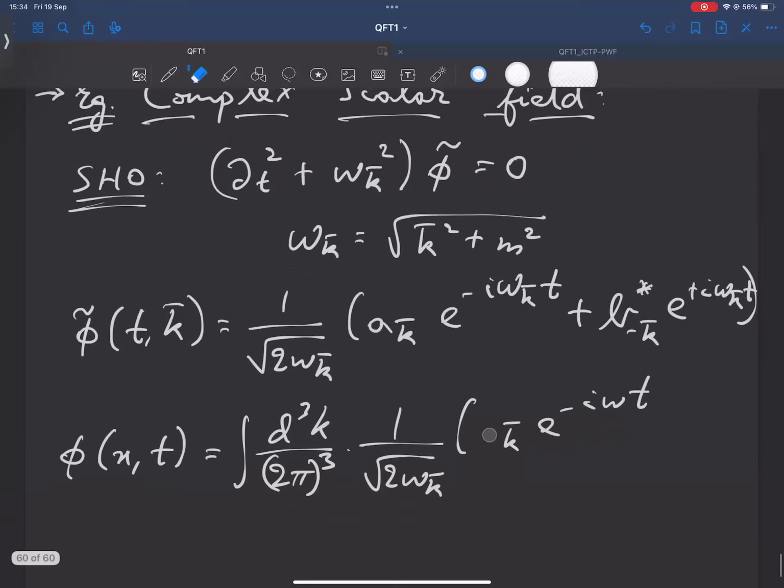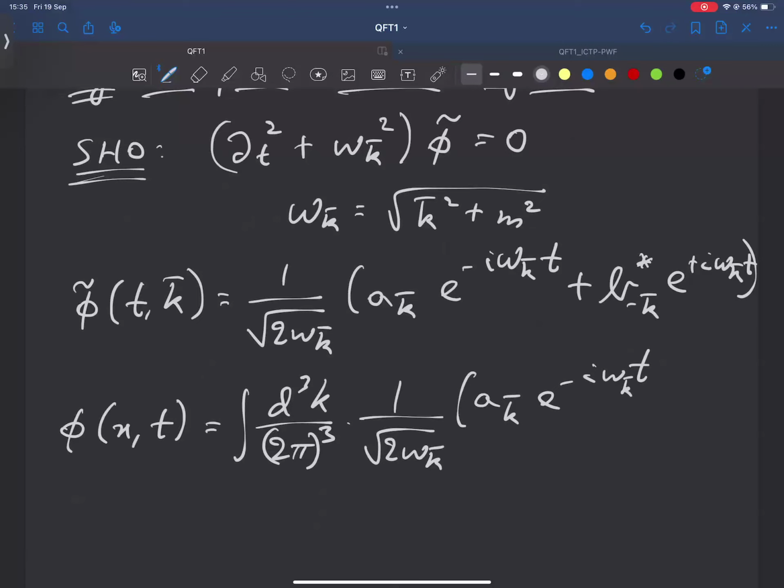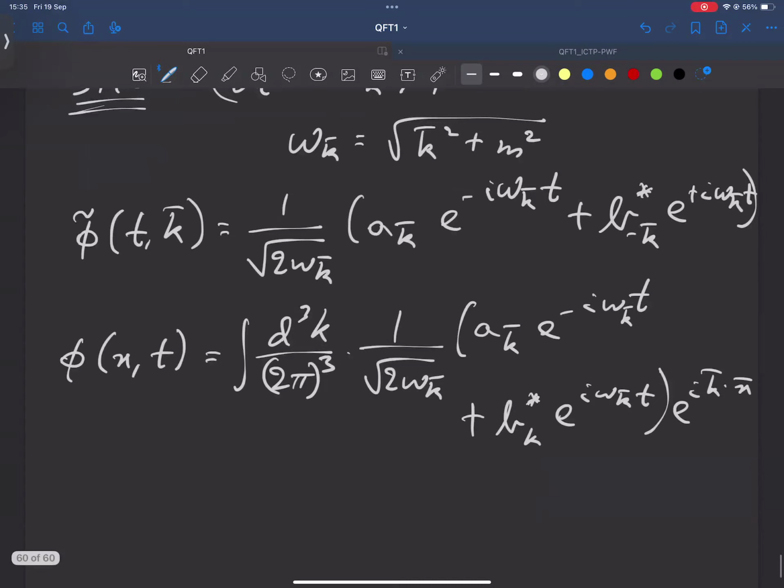Okay, so I will drop the k at times in the omegas, but let me keep it as far as I can. B star k e to the power i omega k t, and then e to the power i k dot x. Okay, so that's when you write the field in the momentum space in the position space. Now see that, sorry, there was a minus here. So at this point, this is something like a notation.